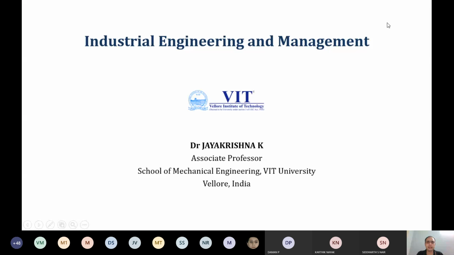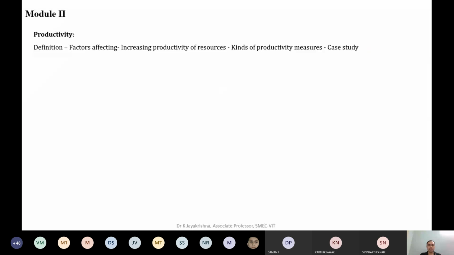Done. Okay, so now we are going to move into the next module of industrial engineering and management, that is called productivity. In this module, we will be discussing what production is, what the types of production are, and the definition of production. We are going to see the factors affecting production, the activities we should do to improve productivity, and how we are going to measure productivity. With some case studies we'll be solving one or two problems here, and we'll understand what productivity is.